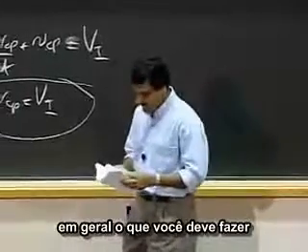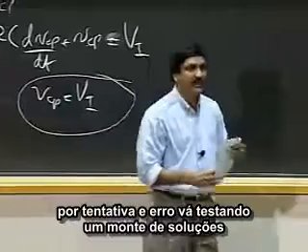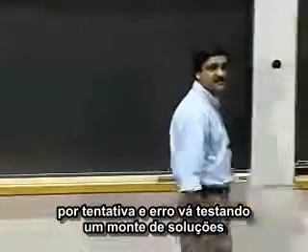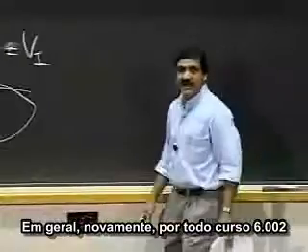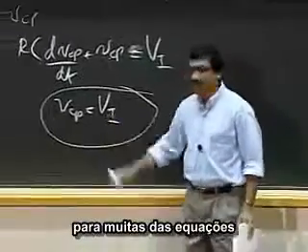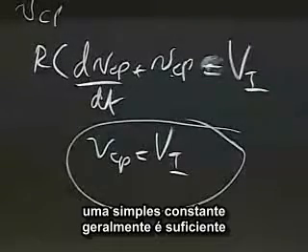And in general, what you have to do is use trial and error. By trial and error, try out a bunch of solutions till you get lucky. In general, again, in all of 6002, for many of the excitations, a simple constant usually suffices.